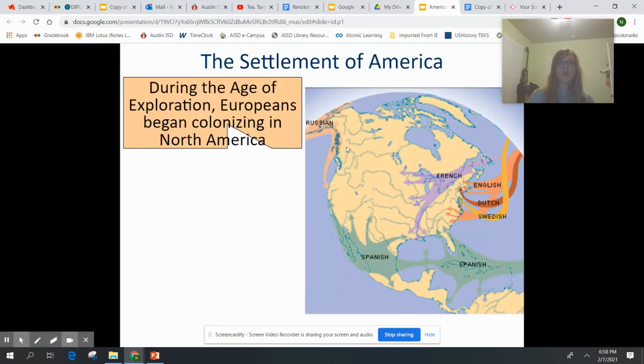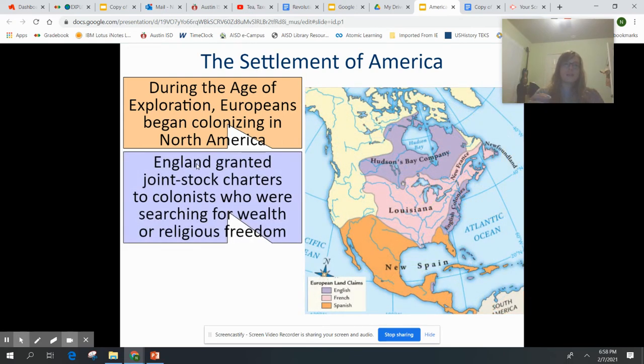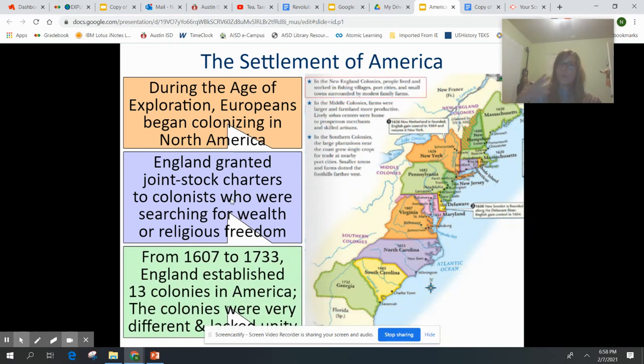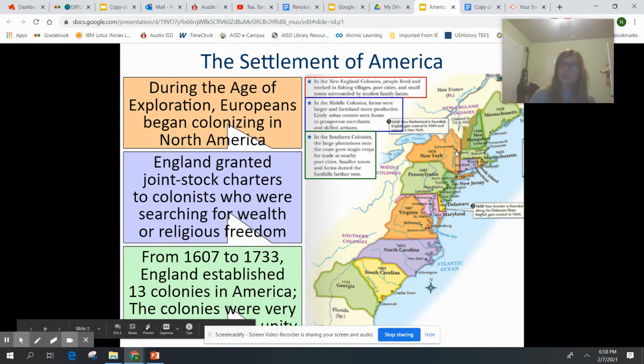And so today we are looking at the American Revolution. And so this really is going to happen after the age of exploration. In understanding the American Revolution, it's really important for us to remember what happened during that age of exploration. So, during the age of exploration, Europeans are colonizing North America and South America. And remember, England is going to establish these 13 colonies in North America.